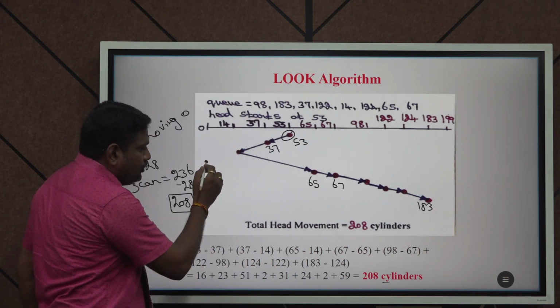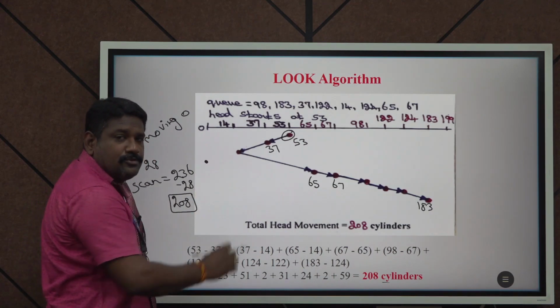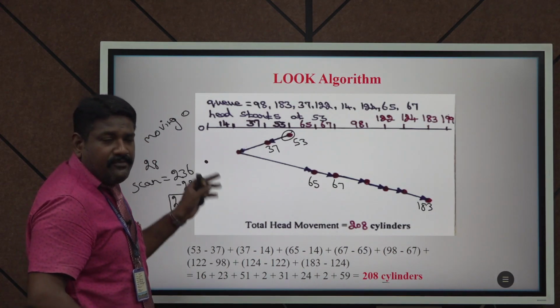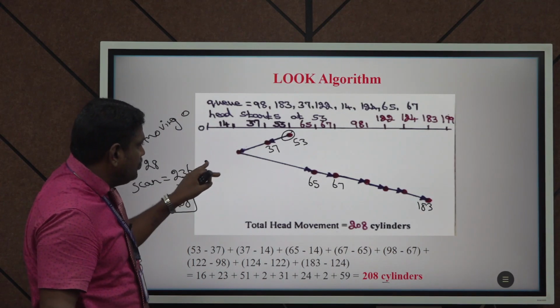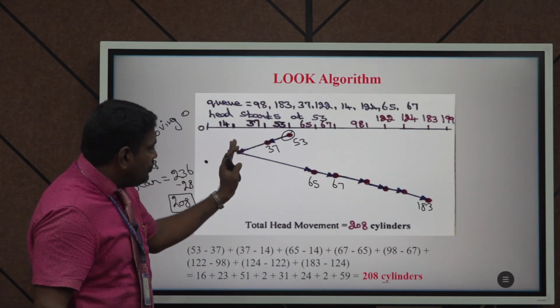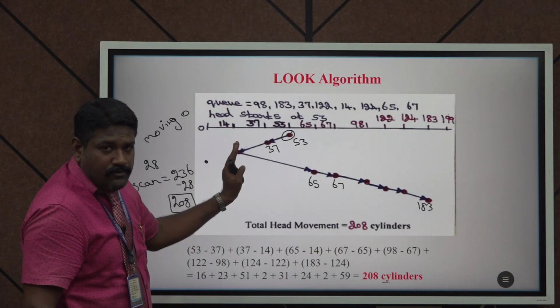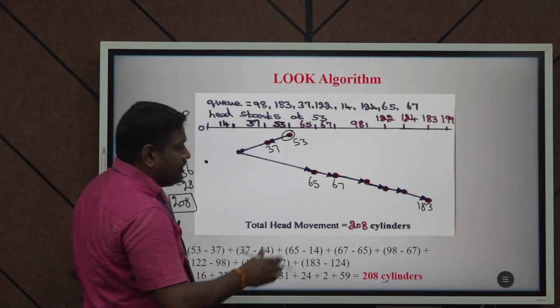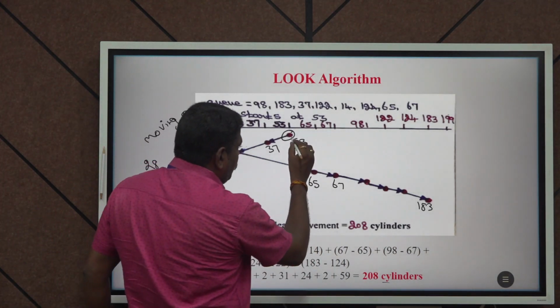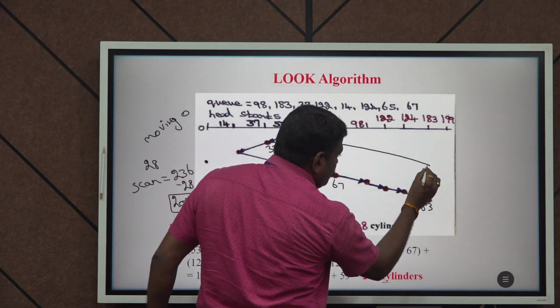From 14 to 0 and 0 to 14, these values we need not add. If it is the scan algorithm, we have to reach 0, but if it is the LOOK algorithm, we stop at the last value on the left hand side, 14. For example, if we are moving towards the right hand side, from 53 we have to reach up to 183.